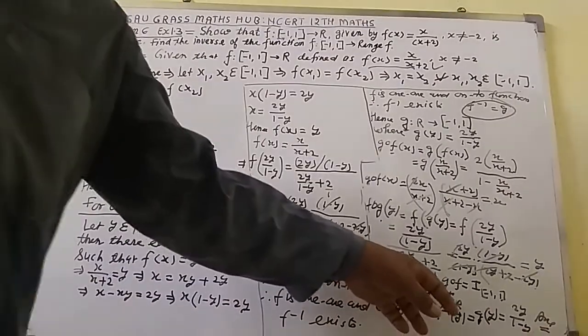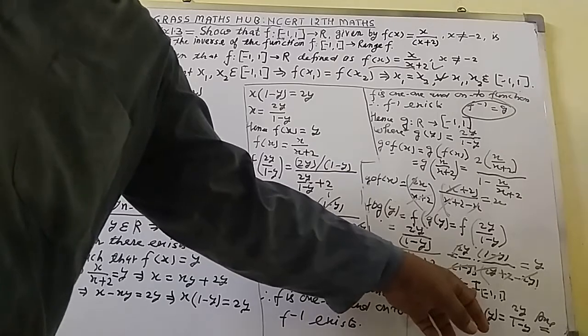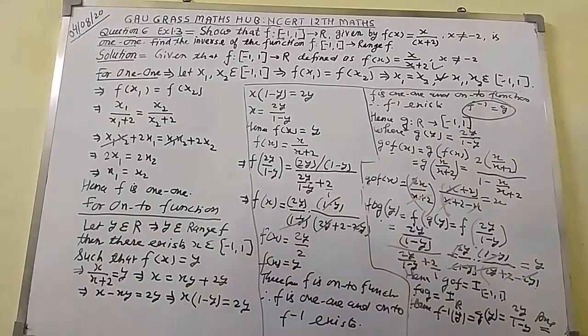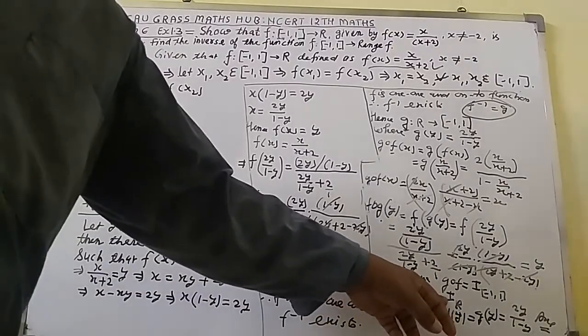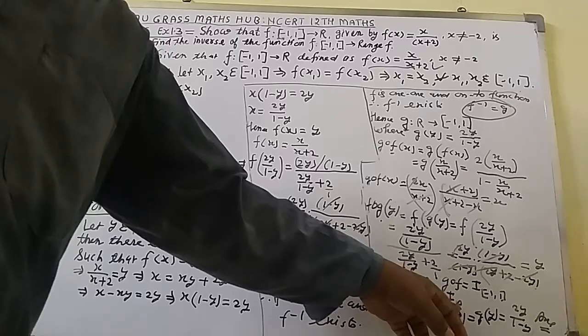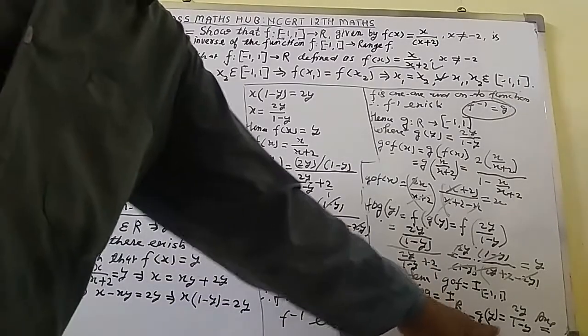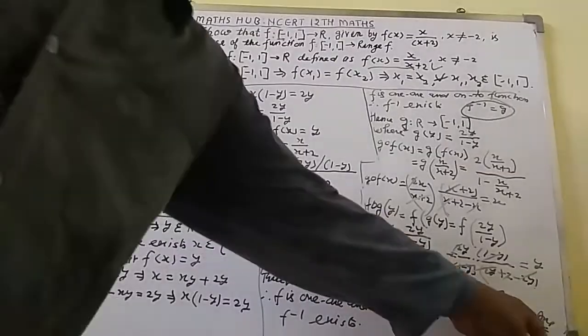Here I have got g o f equal to identity function on the closed interval minus 1 comma 1, and here I have got f o g equal to identity function on capital R, that is the range. Hence f inverse of y equal to g(y) equal to 2y whole over 1 minus y. That will be the correct answer.